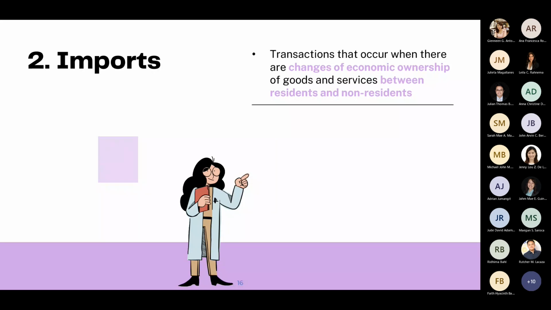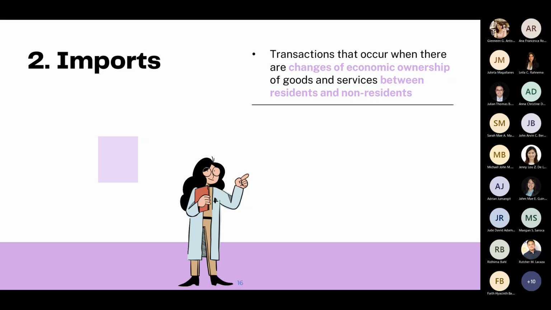So now we're looking beyond the domestic frontier. These are transactions that occur when there are, keywords highlighted here, changes of economic ownership of goods and services between residents and non-residents, regardless of any or missing physical movements of goods across frontiers. So this is how we treat imports in the SNA. They are usually valued at CIF prices.